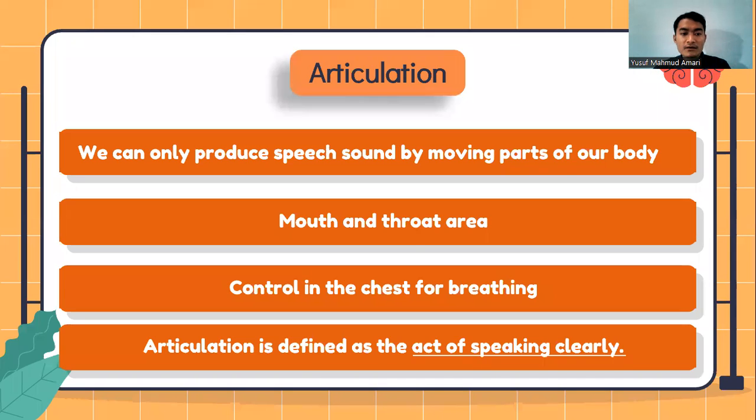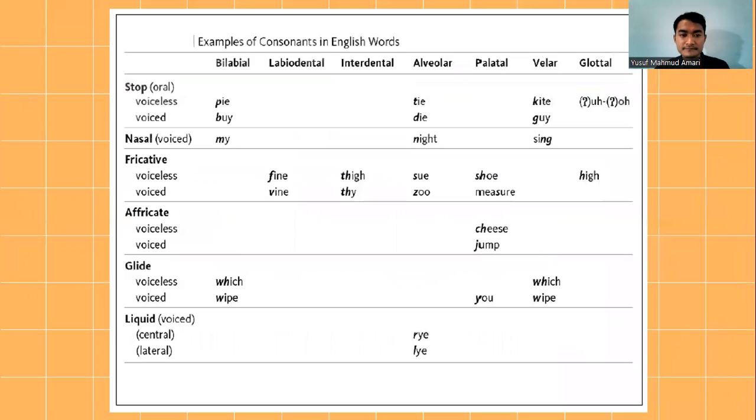And then we can only produce speech sounds by moving parts of our body. It happens in the mouth and throat area. We also have to control the breathing that happens in the chest. And articulation is defined as the act of speaking clearly.